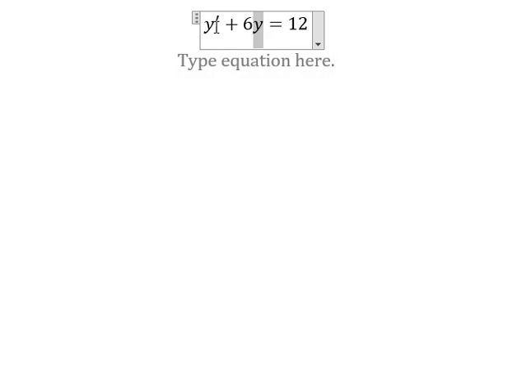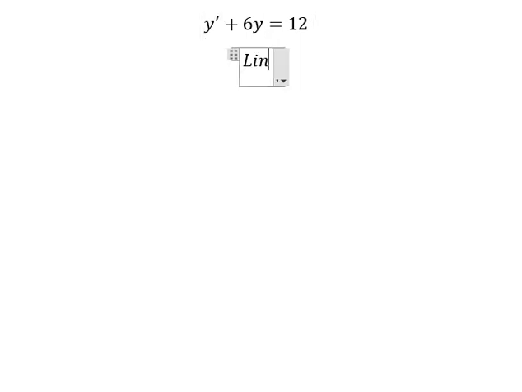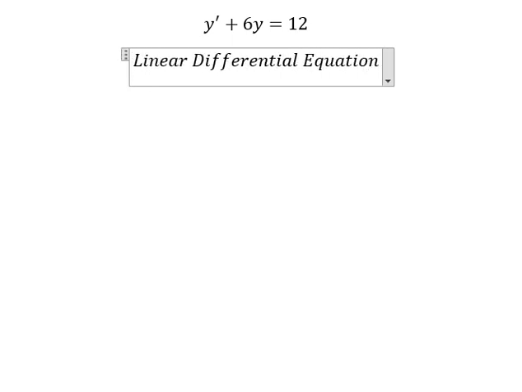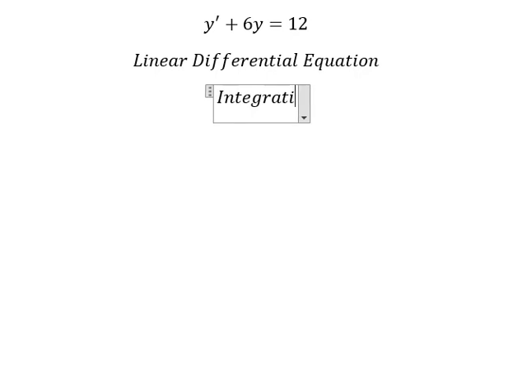We have y and the first derivative of y. This is a linear differential equation. So I will need to use an integrating factor.